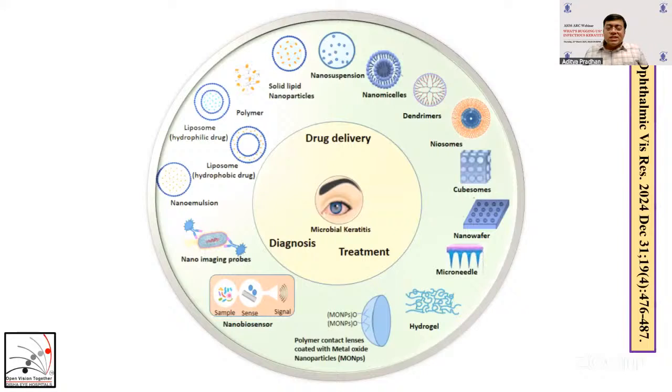And what are the advances is basically we have advances on 3 fronts. One is the mode of drug delivery, the treatment of the microbial keratitis, and the diagnosis. So we'll start with the diagnosis. Currently nanotech is the hot word. So we have nano biosensors, we have nano imaging probes, which are advocated to improve the sensitivity and specificity of the diagnosis of which organism you're dealing with.